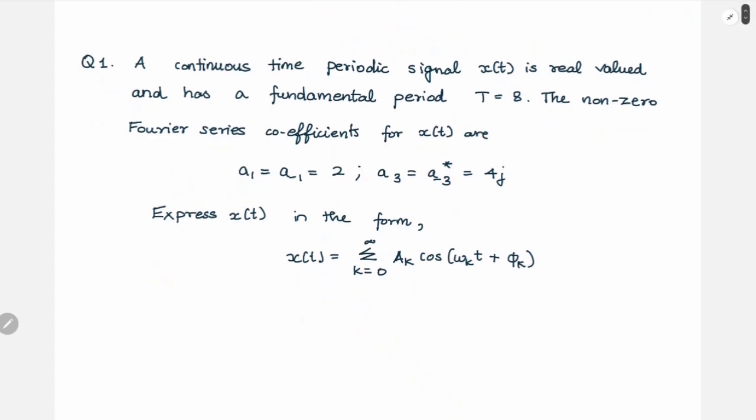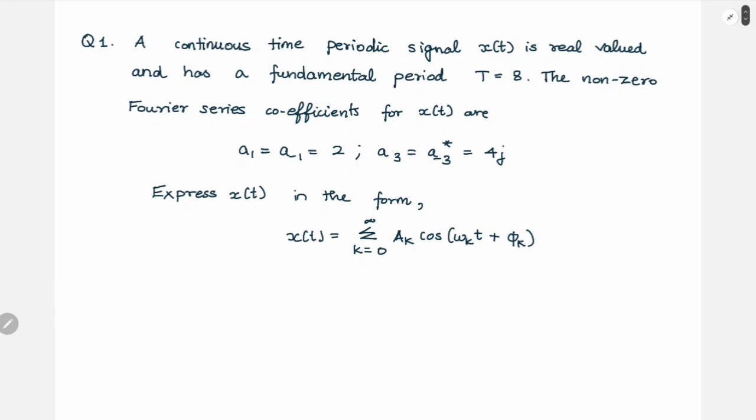A continuous time periodic signal x of t is real valued and has a fundamental period T equal to 8. The non-zero Fourier series coefficients for x of t are a1 equal to a minus 1 equal to 2, and a3 equal to a minus 3 conjugate equal to 4j. Express x of t in the form x of t equal to summation k equal to 0 to infinity ak cos(omega k t plus phi k).